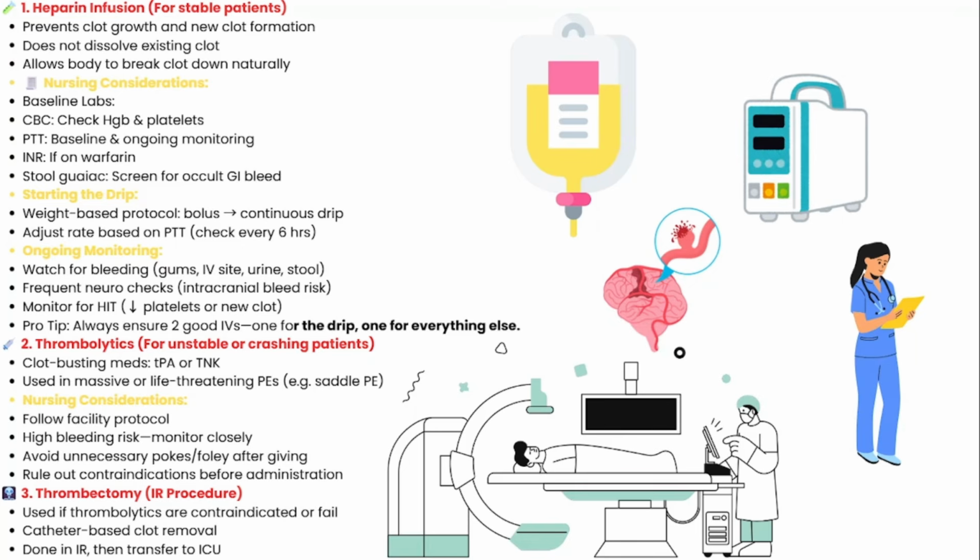Now, for thrombectomy, if the patient cannot receive thrombolytics, or if the medical therapy is not working, like the thrombolytics or the heparin drip, the patient may go to IR for thrombectomy, where they're going to remove it via an IR procedure. Now, to recap, if it's a stable pulmonary embolism, start with the heparin. If it's unstable or a massive pulmonary embolism, you think thrombolytics. And if those fail or the patient just needs more, they're going to go to IR for a thrombectomy.